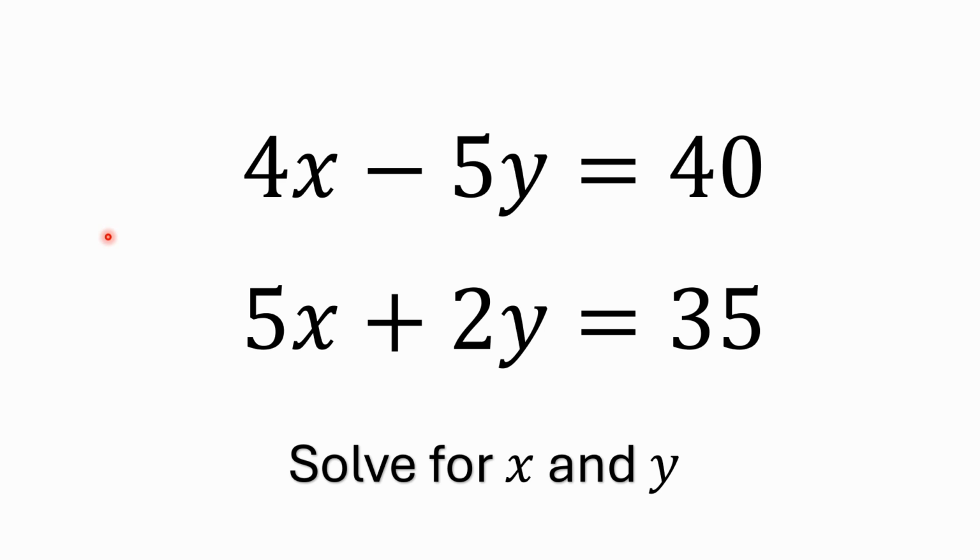All right, hello there. We've got an algebra problem here where we want to solve for two variables. We have two equations, 4x minus 5y equals 40, and 5x plus 2y equals 35. And we want to solve for x and y.